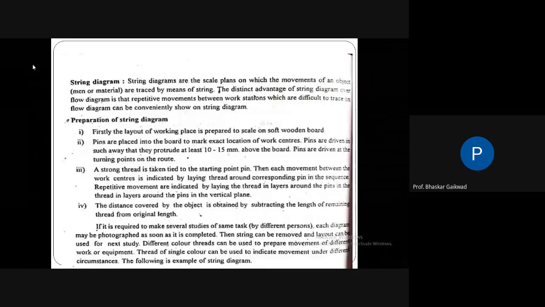The distance covered by the object, either man or material, is obtained by subtracting the length of the remaining thread from the original length. So easily, if you measure the length of the thread which is already traced, that length of the string or thread is equal to the movement of man or materials.